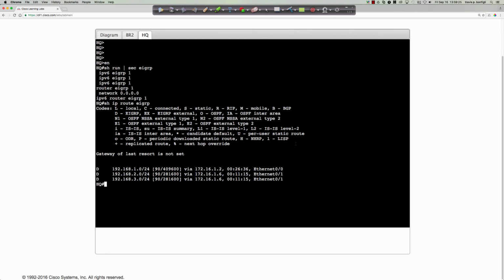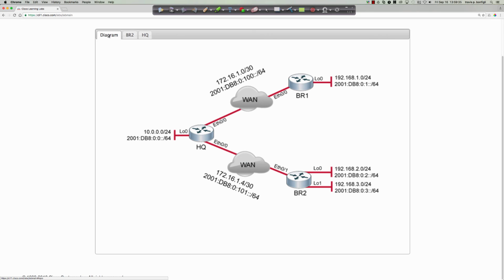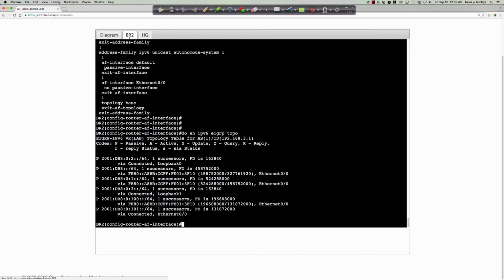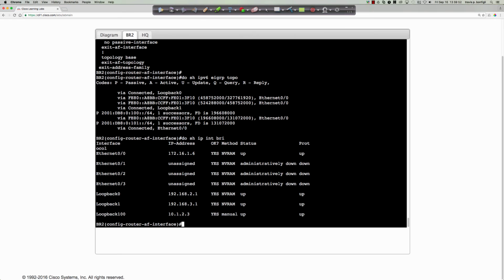Okay, so the last thing that we're going to do is talk about summarization. Again, sort of easing our way into things here, and we're going to do the summary on branch 1, is it branch 1 or 2? Yeah, we're going to do it on branch 2 because branch 2 actually has 2 addresses there, the .2 and the .3. So we're on branch 2, do show IP interface brief. And we've got the .2 and the .3.